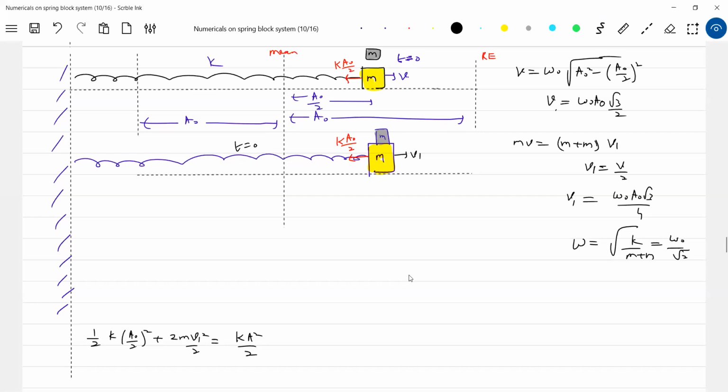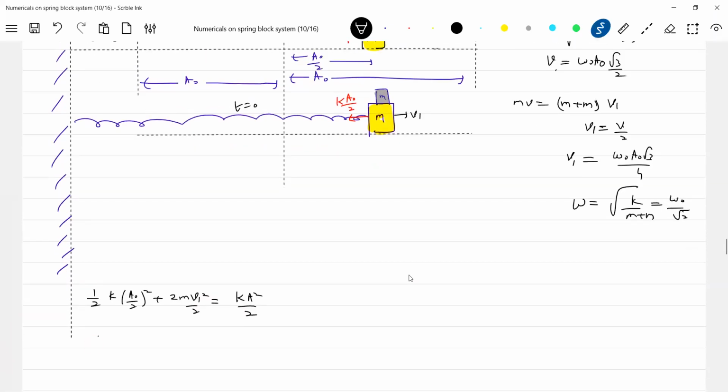I agree this equation is very, very important. In what forms does the system have energy? Kinetic energy of the blocks, 2m v1 square by 2. Elastic potential energy in the spring, half k times the elongation of the spring, which is A naught by 2, whole square. And finally, the block will come to rest at the extreme position. So this amplitude is what we should calculate here. Okay, let's do one thing. What is v1? Substituting these things.